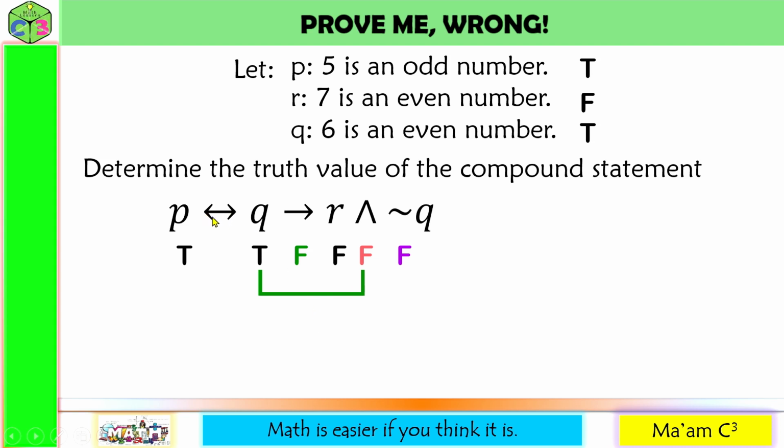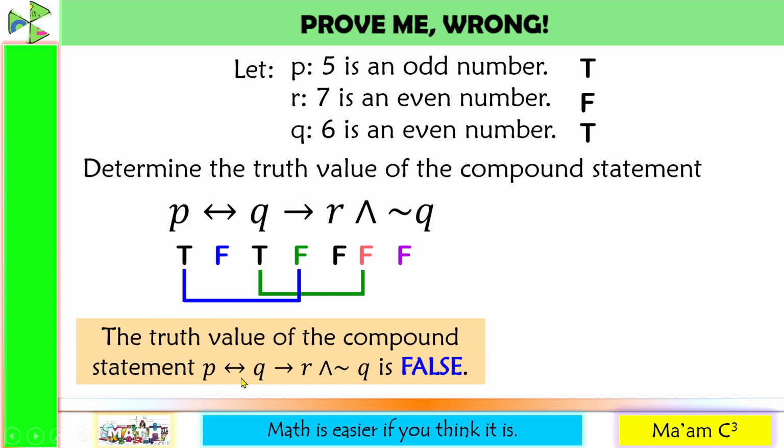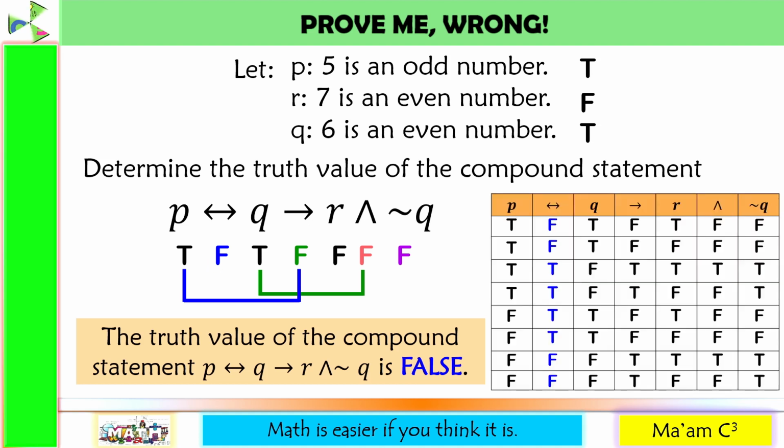And last one, the biconditional. So this time we're going to have P and our latest answer. For biconditional, if one is true and the other one is false, then it is false. So our final answer is false. So meaning the truth value of the compound statement P if and only if Q implies R and not Q is false. Let us recall our truth table earlier. Can you find out if there is really true, false, false, false in our truth table? Yes, we do have, and it is on the second row.